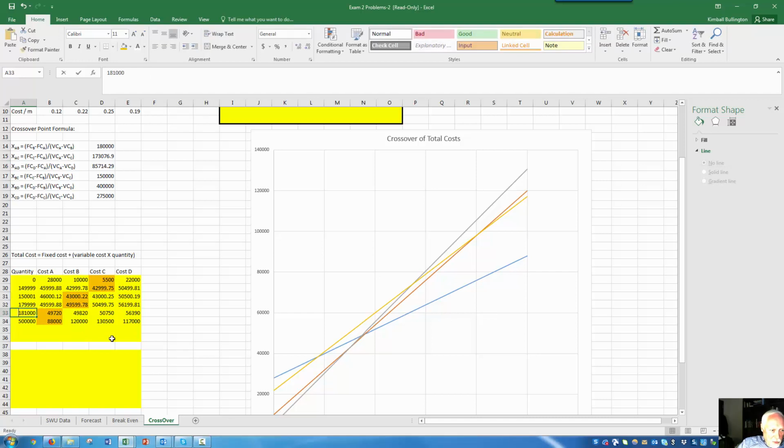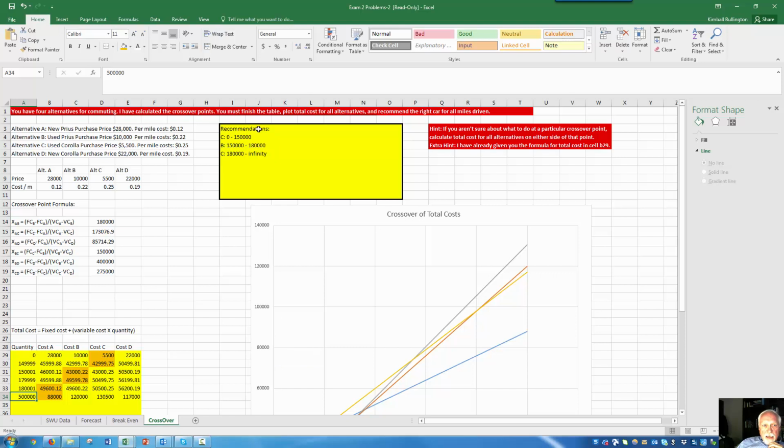I can just zero in on these crossover points if I choose to, and the answer is still the same. That's what's happening at those crossover points. So you can play with these quantities until you get comfortable that you really understand what's happening to total cost at each of those points. In the end, this is right.